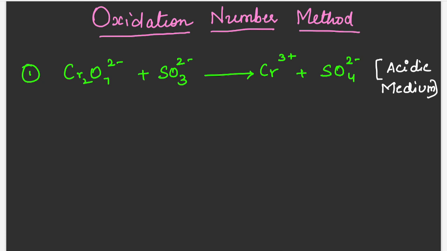First step, you should see the oxidation number on each of the elements. Here, what is the oxidation number on chromium? If it is not given, you have to find it. Similarly for sulfur, it is not given, so you have to find it. Here chromium is given as 3 plus. So first we will find for chromium.